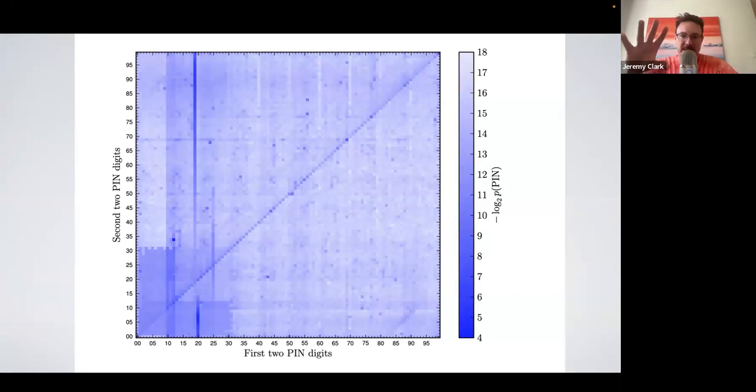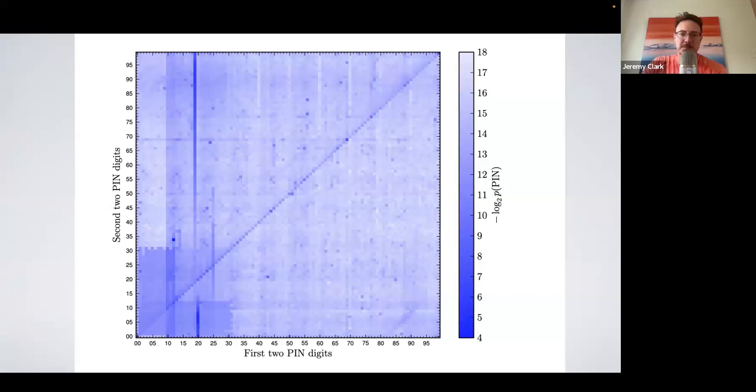What we're looking at in the big square is every possible 4-digit PIN that you could possibly choose. Every 4-digit PIN is represented in this picture by a tiny square. The color of the square is a measure of how popular it is. If the little square is white, that means almost no one chose it. If it's dark blue, that means a lot of people chose it, and it's a logarithmic scale, so it means really a lot of people chose it.